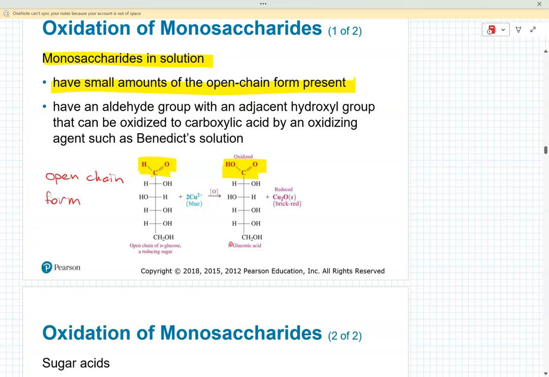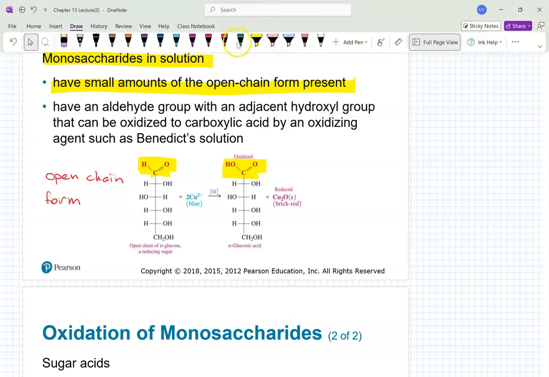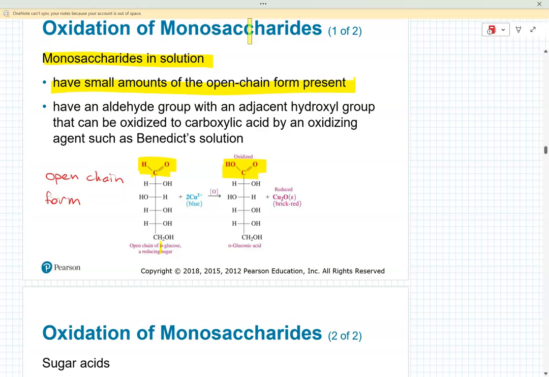Okay, or, as we will see, they can exist in the closed chain, in the form of a cycle. The open chain form, if it contains an aldehyde group, can be oxidized to become an acid. So, a glucose, for example, becomes gluconic acid. If a monosaccharide contains an aldehyde group, we call it a reducing sugar. Glucose is an example of a reducing sugar.